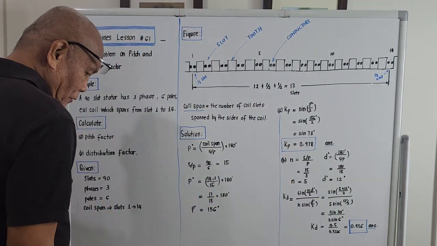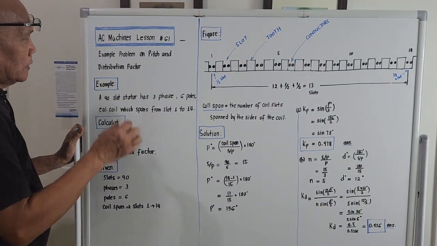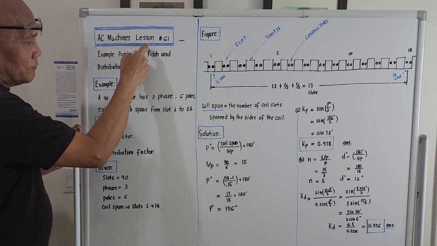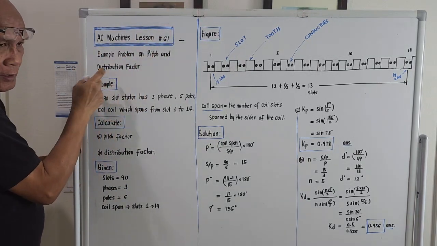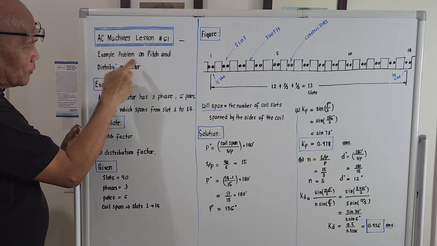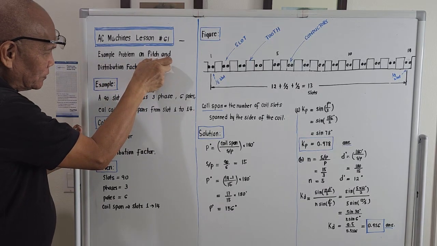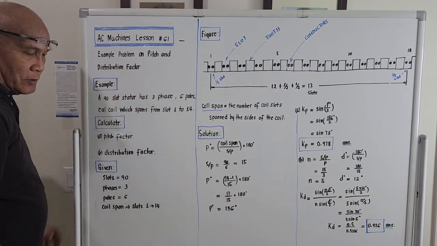The subject matter for tonight will be AC machines, lesson number 61, and the title of the topic will be example problem on the computation of pitch and the so-called distribution factor.